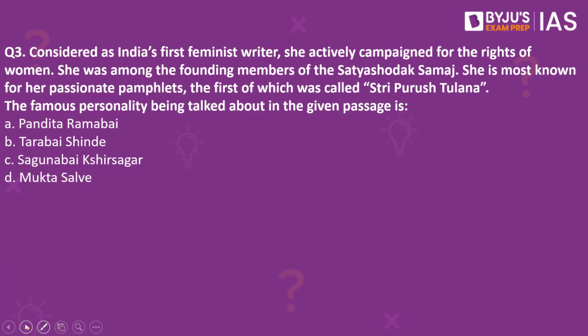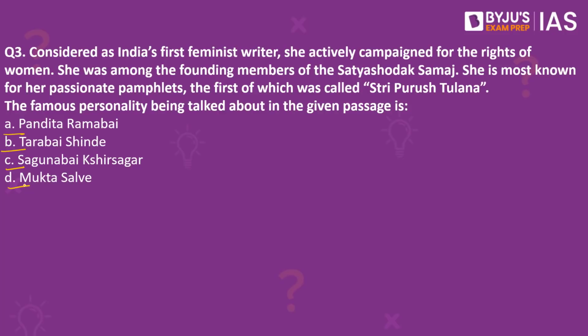Considered as India's first feminist writer, she actively campaigned for the rights of women. She was among the founding members of the Satyashodak Samaj. She is most known for her passionate pamphlets, the first of which was called Stree Purush Tulna. The famous personality being talked about in the given passage is option A, Pandita Ramabai, option B, Tarabai Shinde, option C, Sagunabai Kshirsagar, option D, Mukta Salve.